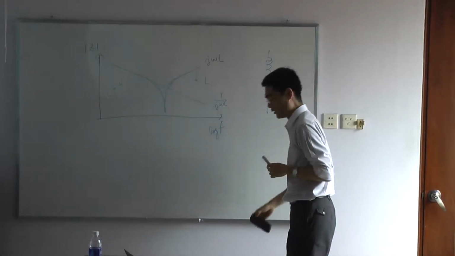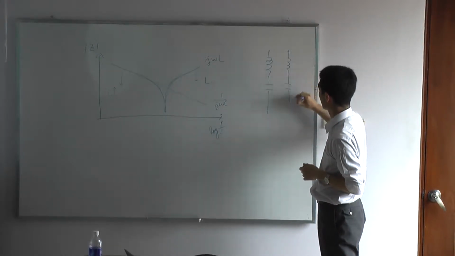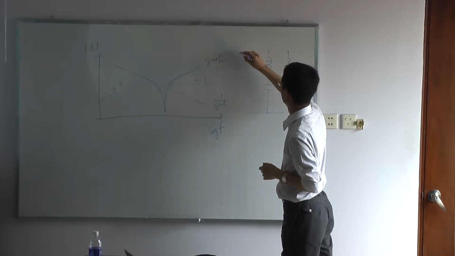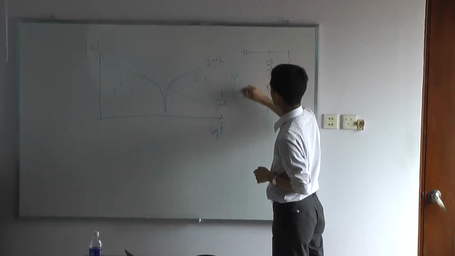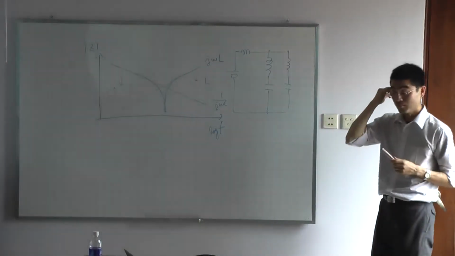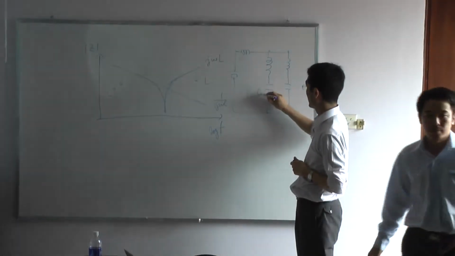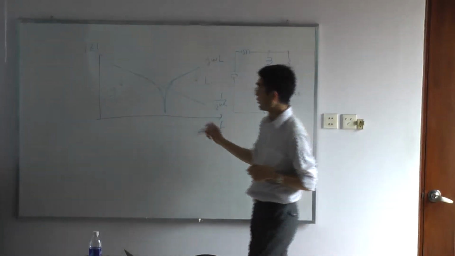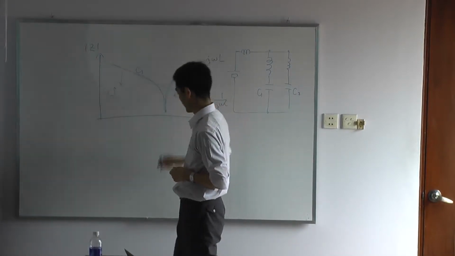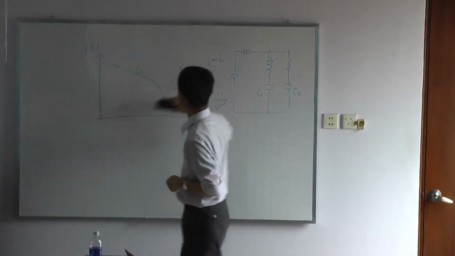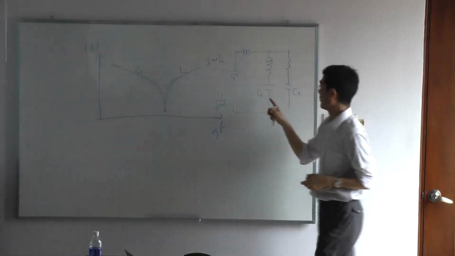So we will put another capacitance here. This is C1 and this is C2. This curve is coming from C1 and L1. This curve comes with C1 plus L1.